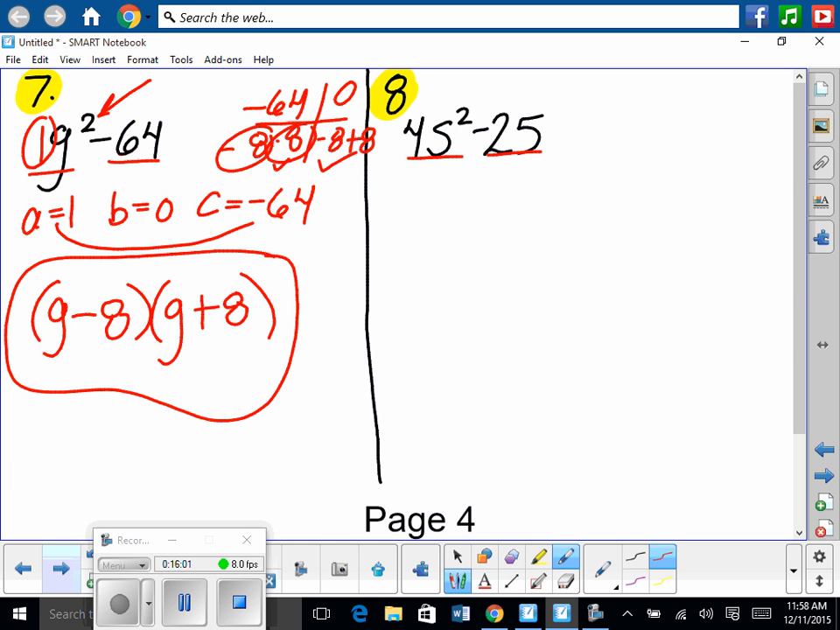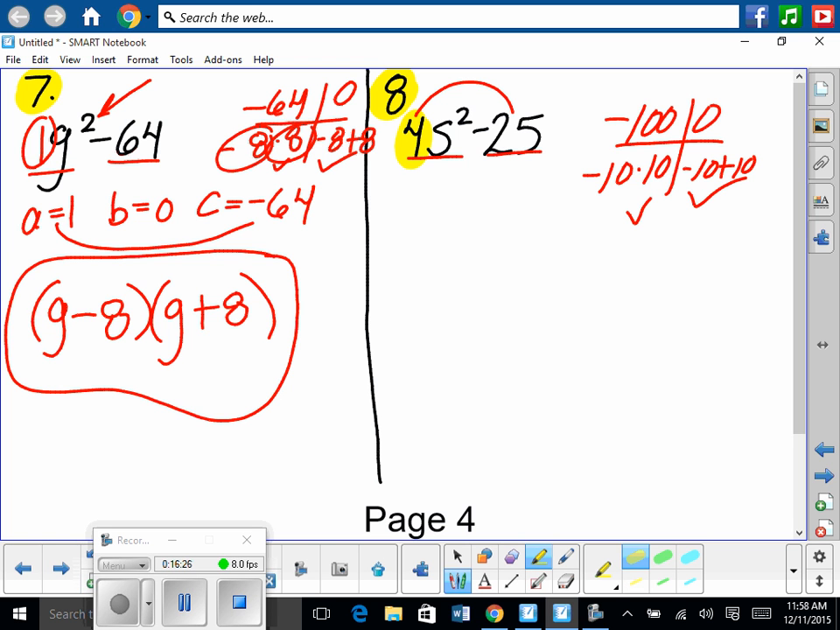So same thing here. Is there anything in common we can pull out in the beginning? The answer is no. So then we do what multiplies to be a times c. So it multiplies to be negative 100 and adds up to be 0. 10 times 10, one of them has to be negative, negative 10 plus 10. So our factors are negative 10, positive 10.